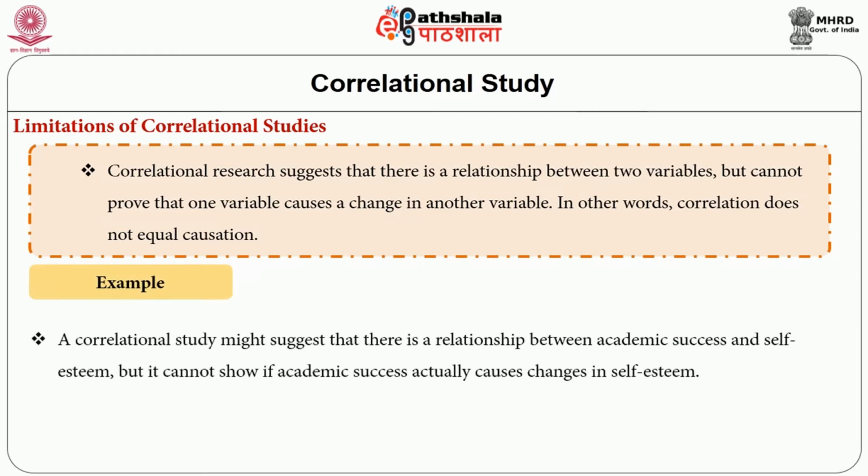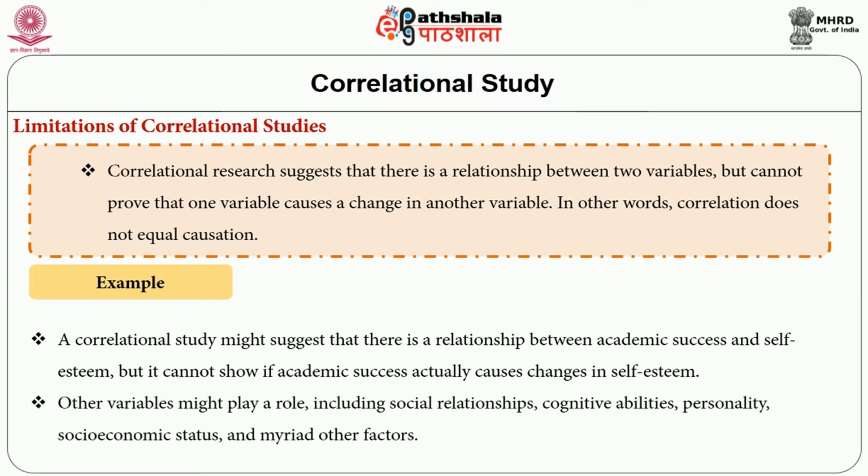For example, a correlational study might suggest that there is a relationship between academic success and self-esteem, but it cannot show if academic success actually causes changes in self-esteem. Other variables might play a role, including social relationships, cognitive abilities, personality, socio-economic status and myriad other factors.